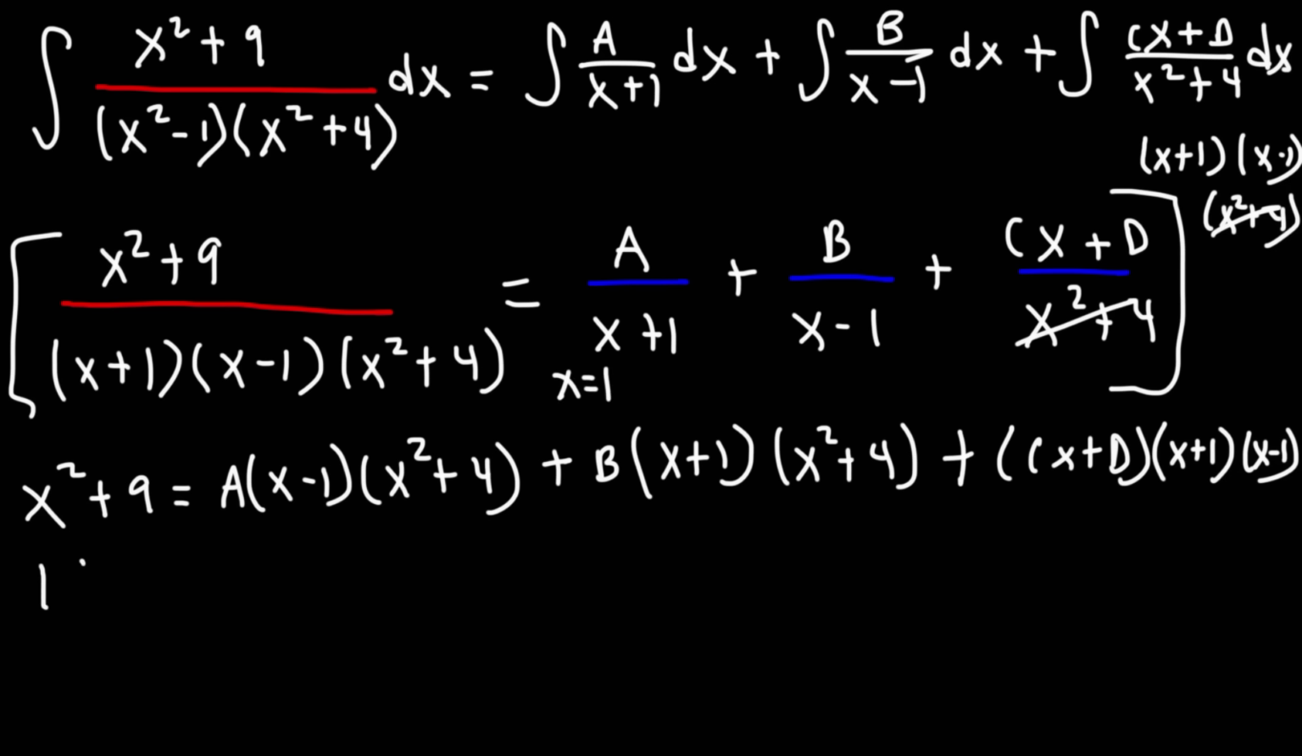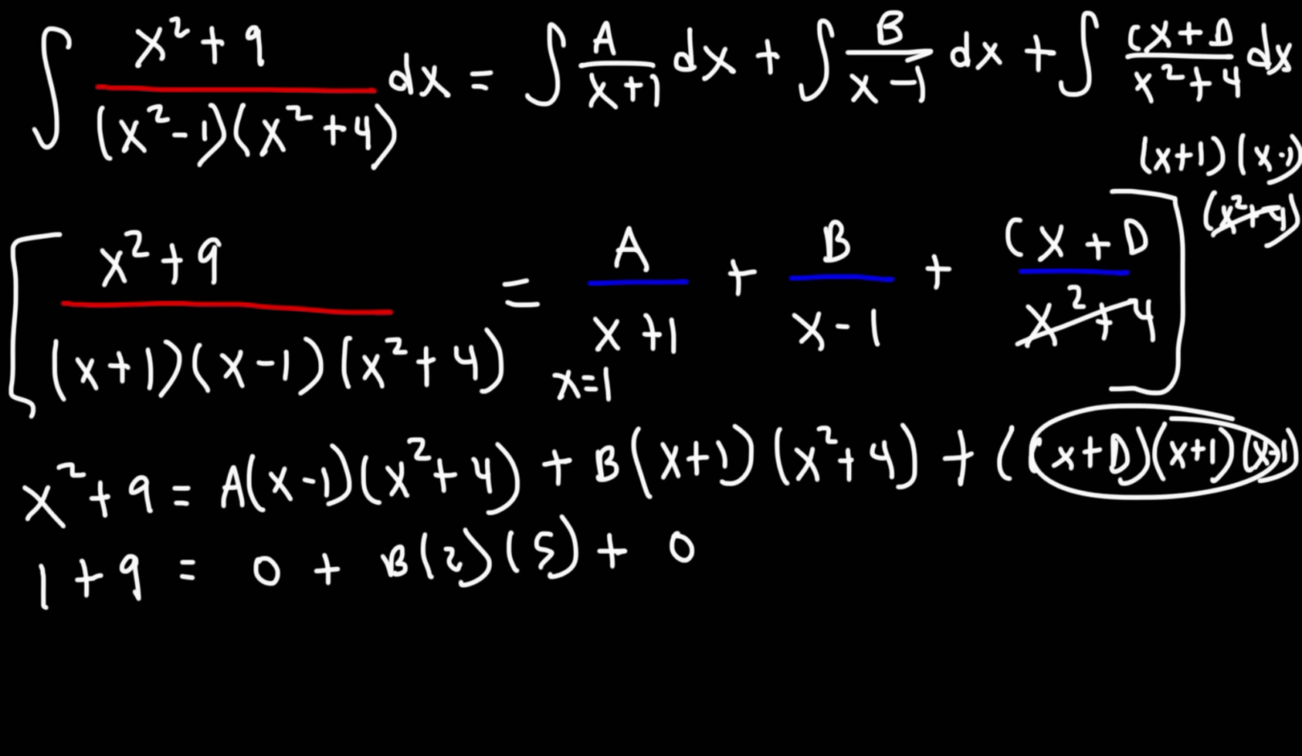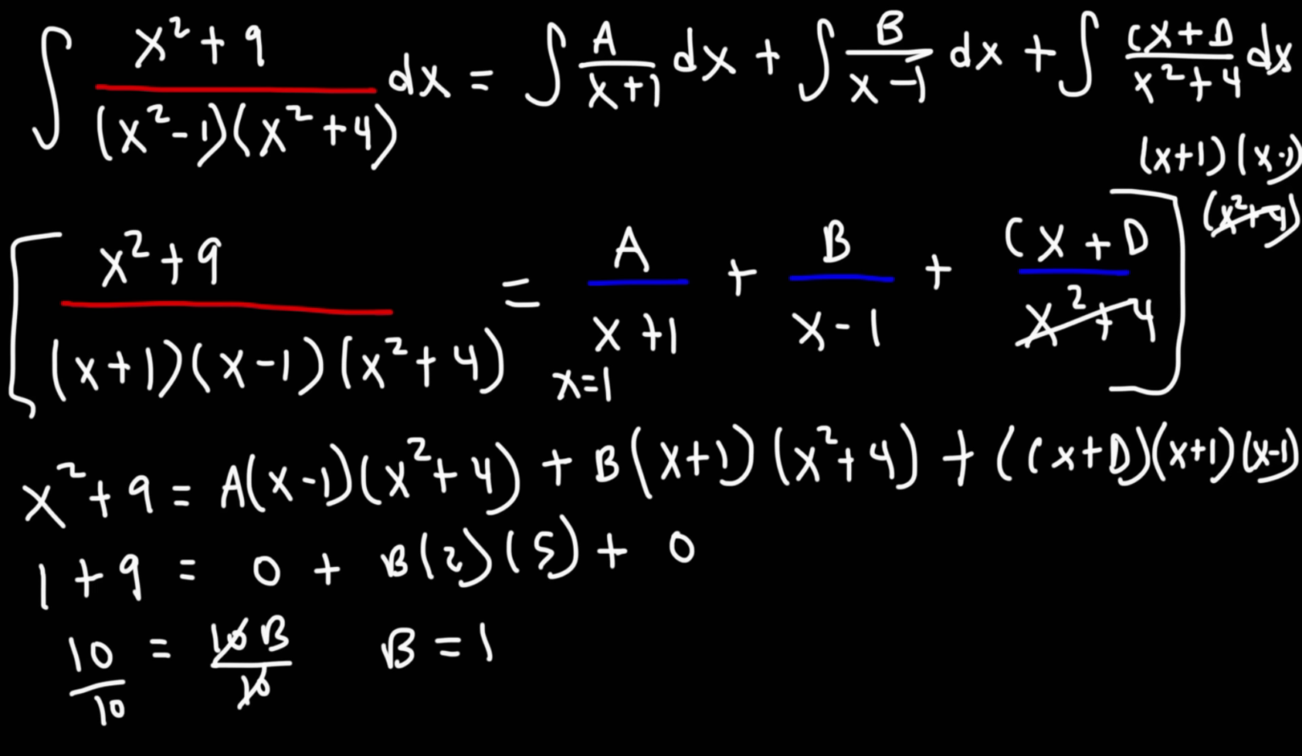So we're going to have 1 squared plus 9. And then a times 1 minus 1 is going to be 0. So this entire term becomes 0. And then plus b, 1 plus 1 is 2. 1 squared plus 4, that's going to be 5. And here we have an x minus 1 factor. So when we plug in 1, that entire term here is going to be 0. So 1 plus 9 is 10. 2 times 5 is 10. So we have 10 is equal to 10b. Dividing both sides by 10, we get that b is equal to 1. So let's go ahead and replace b with 1.